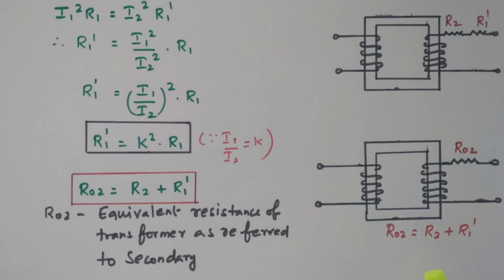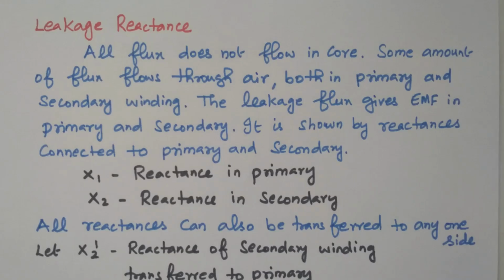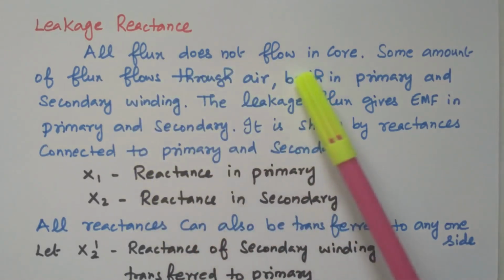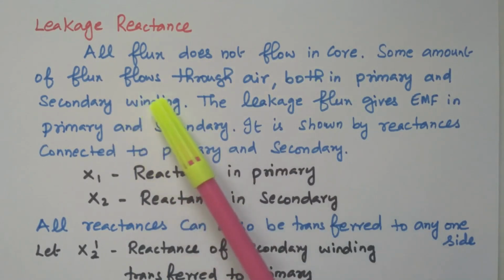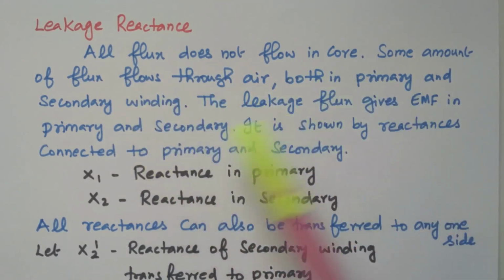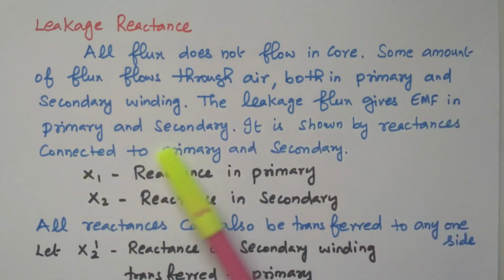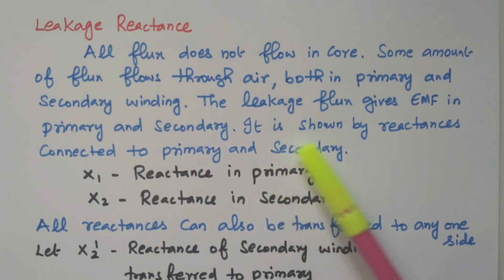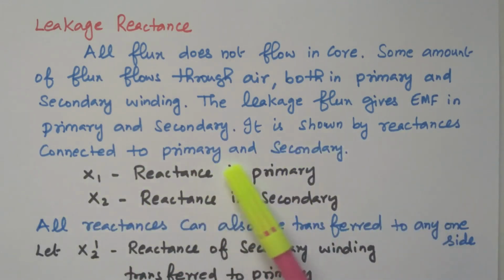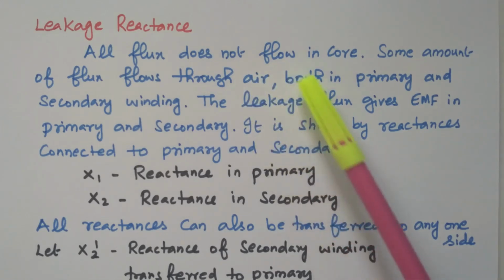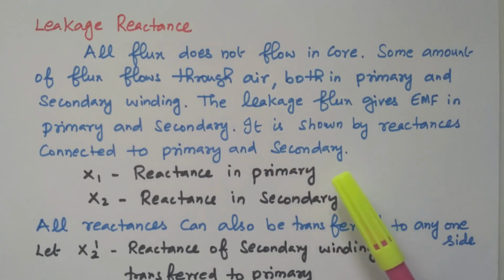Similarly, we can see the leakage reactance. All the flux does not flow in the core, some amount of flux flows through the air, both in primary and secondary winding. The leakage flux gives EMF in the primary and secondary winding. It is shown by reactance connected to the primary and secondary winding. So the reactance will be available. Because the flux is not flowing in the core, EMF is produced, so that is denoted as a reactance. X1 is the reactance in the primary, X2 is the reactance in the secondary.